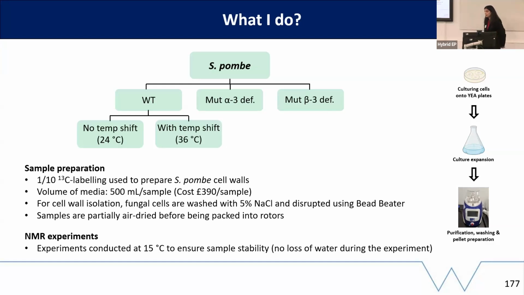So how do I prepare my samples? I use carbon-13 labeling. I use carbon-13 glucose to label my cells. I use 1/10 labeling. The volume I use is 500 ml per sample, which is not very cheap, about 390 pounds per sample. My samples are partially hydrated, and I study them as they are. The sample experiment temperature is 15 degrees Celsius to make sure that there is no loss of water during the NMR experiment.